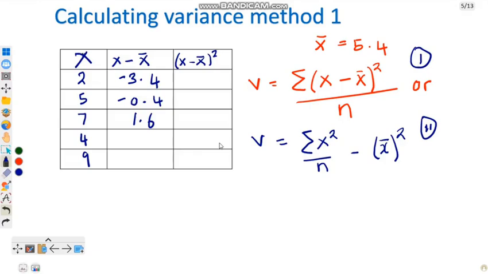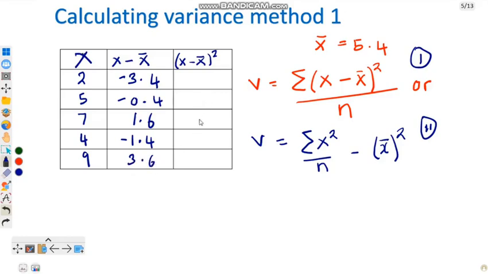Then we have 4 minus 5.4. This will give us negative 1.4. Then 9 minus 5.4 will give us 3.6. So here we are going to have 3.6.